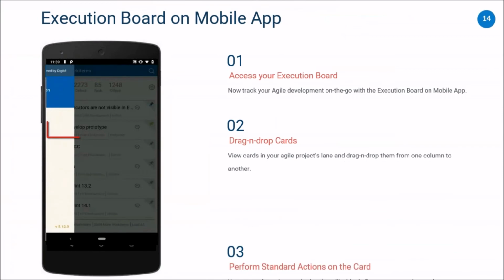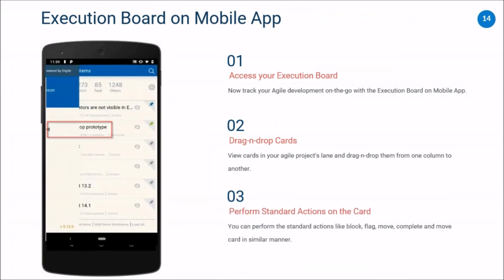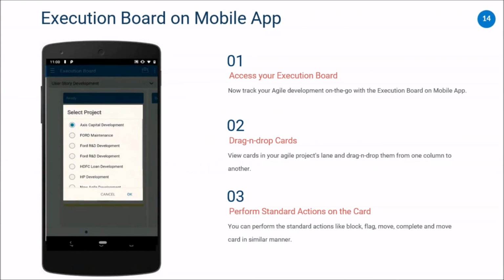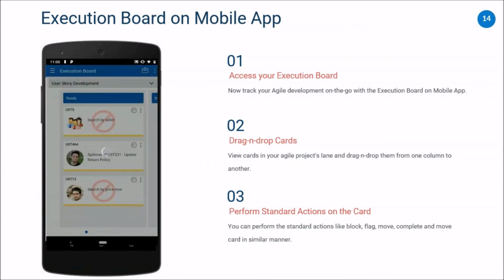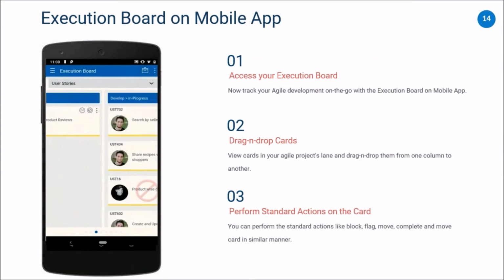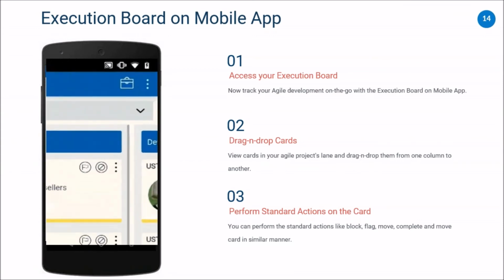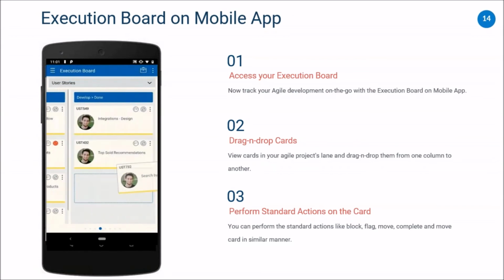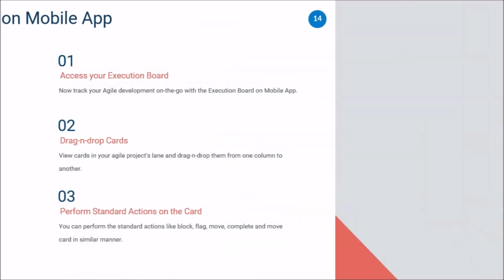So just to quickly recap, what we saw is now you can access the execution board on your mobile app. You can do a quick drag and drop, select the relevant project to which you want to refer, and also do the standard actions of block, moving the cards, flagging it, and completing the card as well. So all those options are also possible via the mobile app execution board.